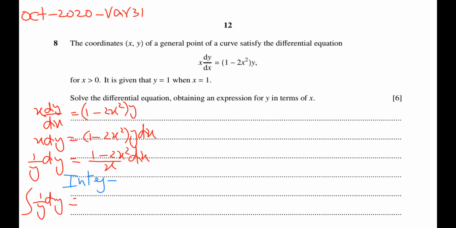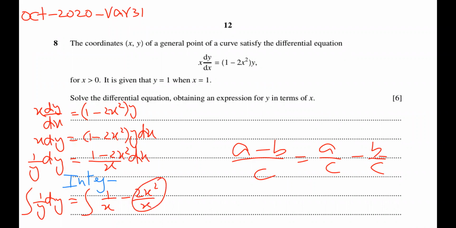The right side I can simplify further, because you can't integrate unless you split. Splitting means like (a minus b) by c is a by c minus b by c. So the same criteria I'm going to use here: this separate and negative 2x squared by x separate. This x cancels out, only 2x comes. Now the question is ready for integration.